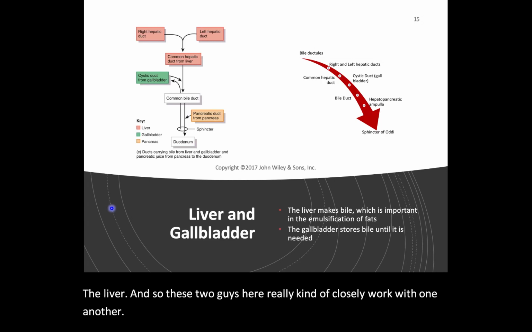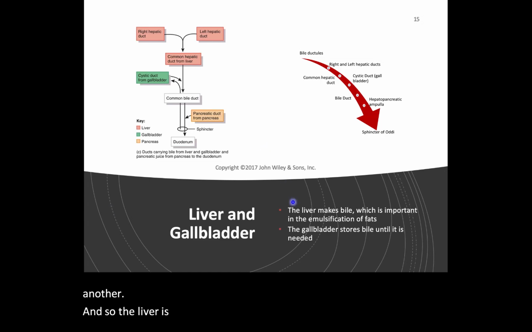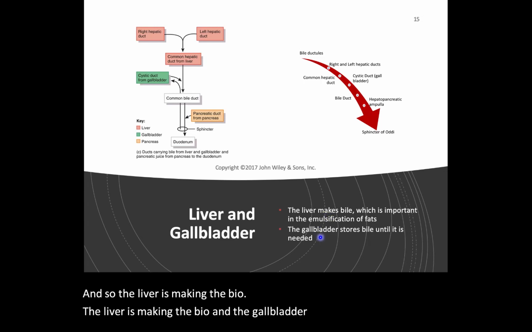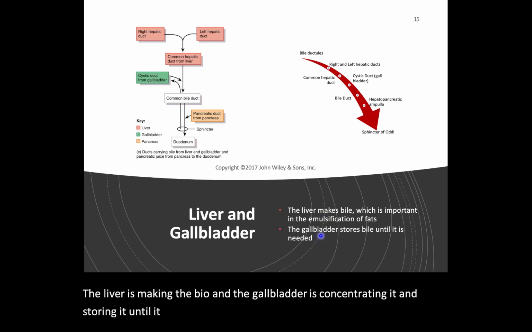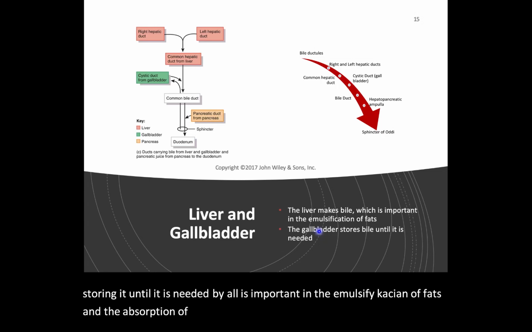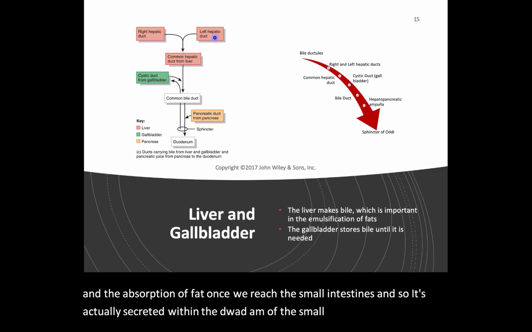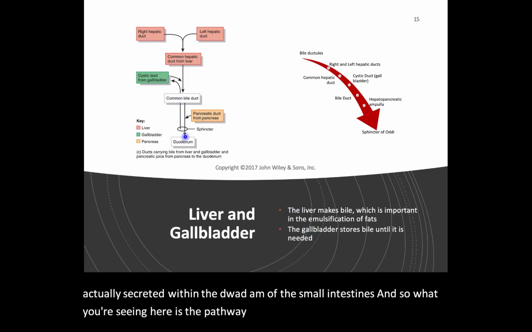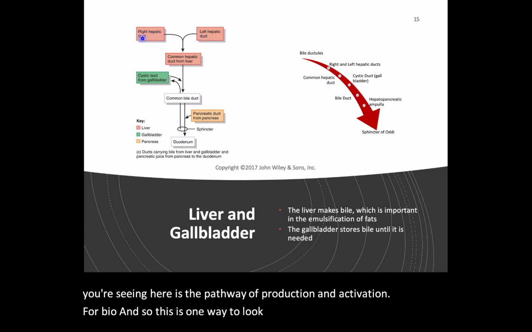The liver is making the bile, and the gallbladder is concentrating it and storing it until it is needed. Bile is important in the emulsification and absorption of fat once we reach the small intestines, and it's secreted within the duodenum. What you're seeing here is the pathway of production and activation for bile. This is one way to look at it, and this is another way of looking at it here.